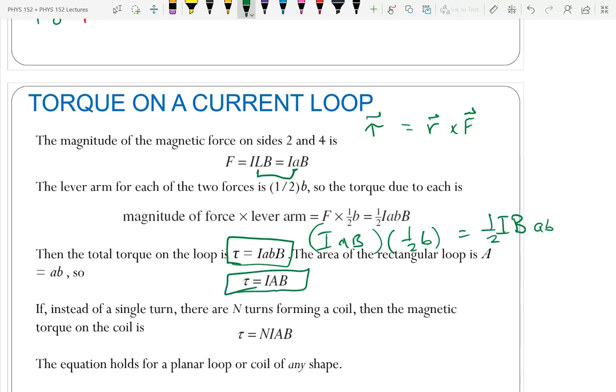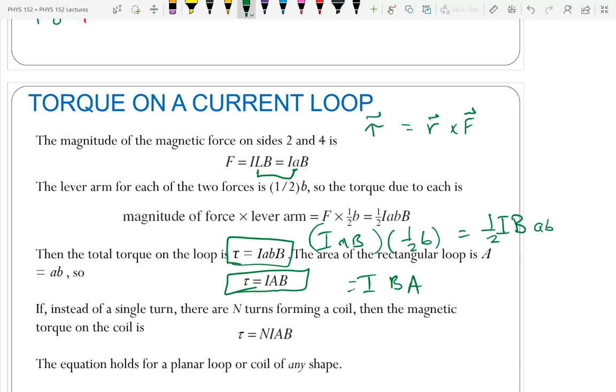So the total torque on that loop is the current going through the loop times the area of the loop times the magnetic field, IAB. Or I like to put the order differently. If I had been the person who originally wrote this, I would have made this IBA for a very simple reason. That's the torque on one loop.